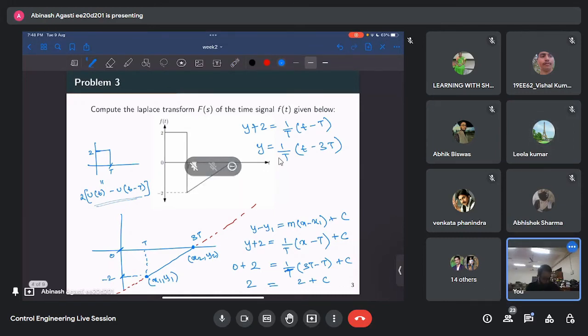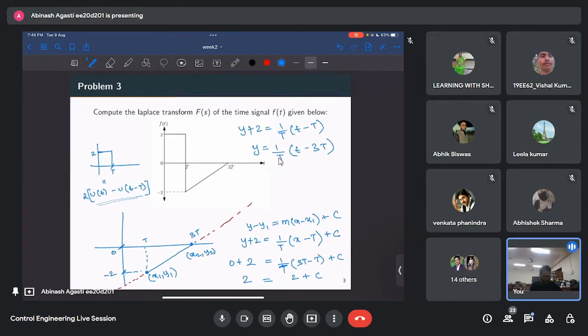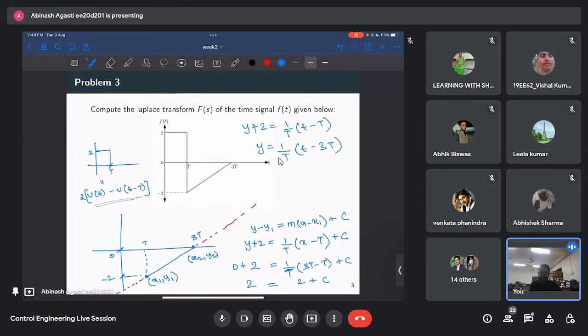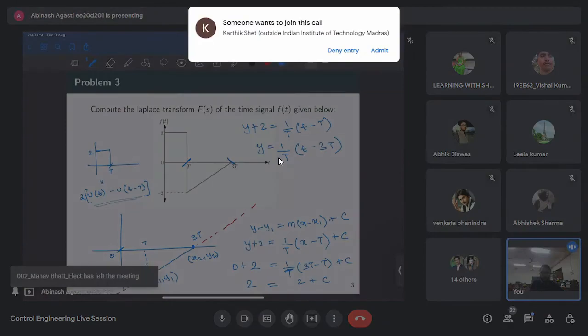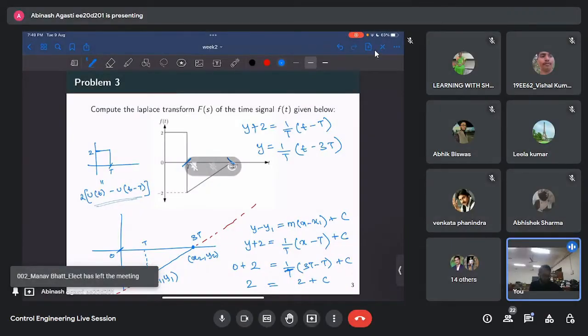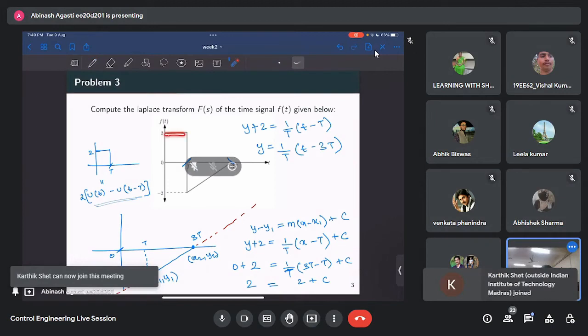So everyone is clear on how we got the line equation, right? From the line equation, what I want is that this line should appear only within the time interval capital T to capital 3 into capital T, right? Only within this time interval. Like we did in the case of this pulse, we can do the same, just that the time shifts will be a little different.